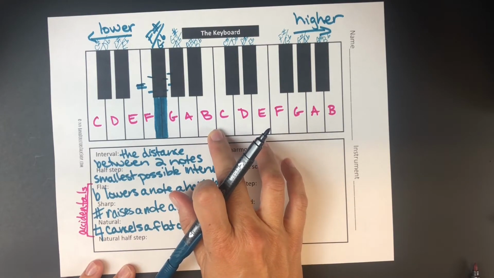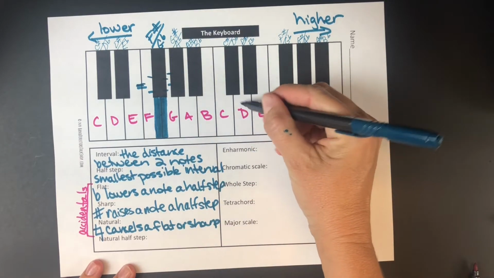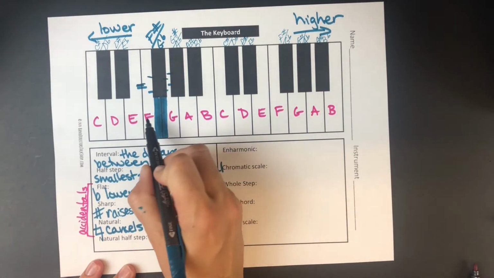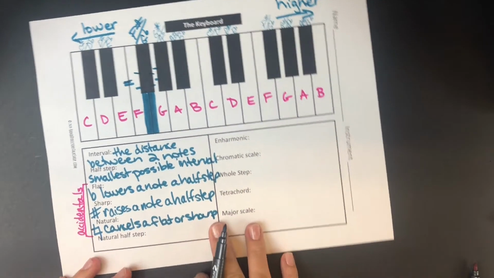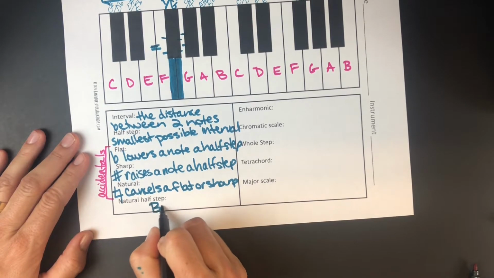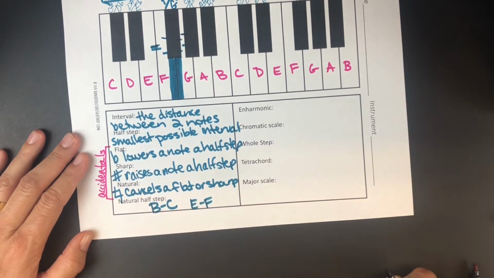And that just naturally happens. You don't have to go to a sharp or a flat to make it happen. It just naturally falls that way on the piano, and E to F as well. So your natural half steps, this is a super easy definition, your natural half steps are B to C and E to F. That's it. That is your definition, B to C and E to F.